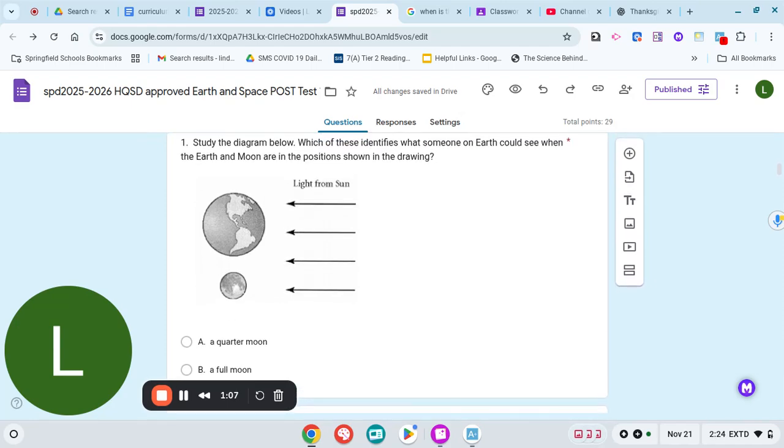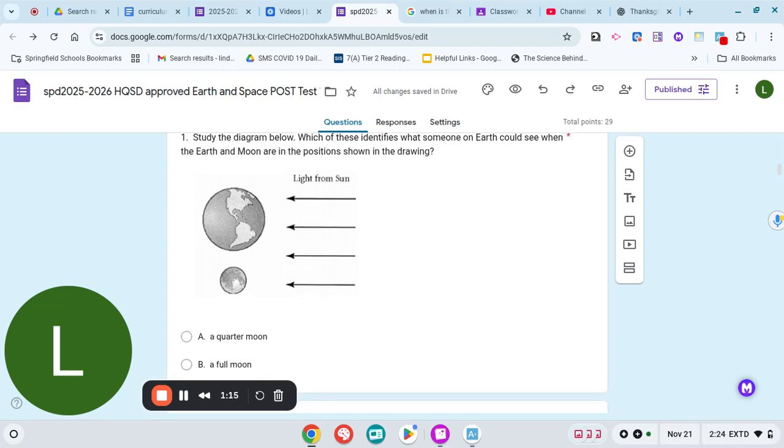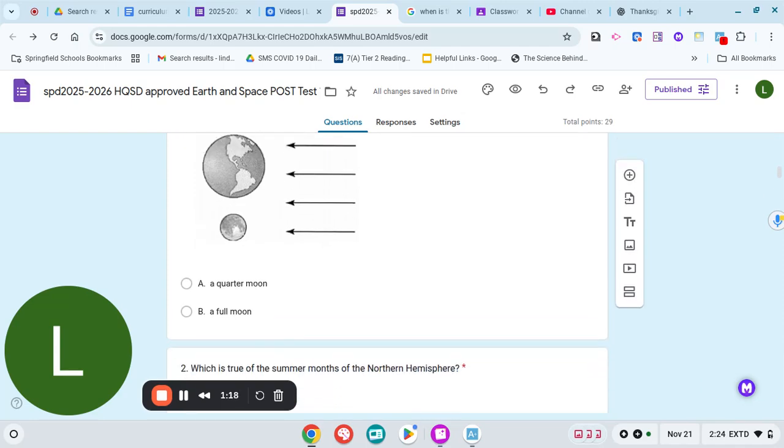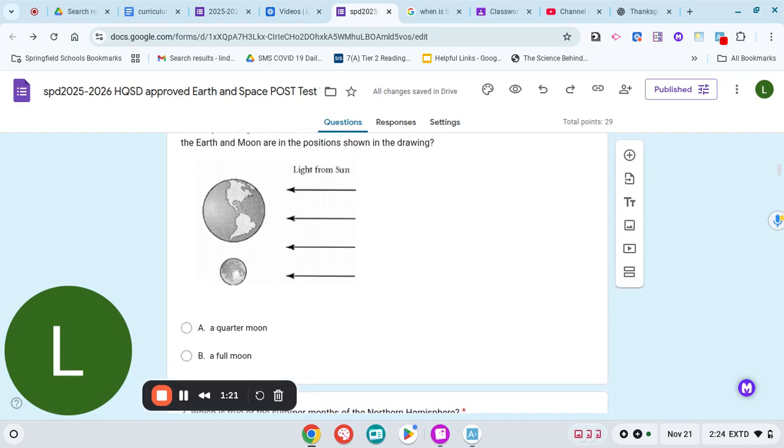Study the diagram below. Which of these identifies what someone on Earth could see when the Earth and the Moon are in the positions shown in the drawing? A quarter moon or a full moon? A is a quarter moon, B is a full moon.